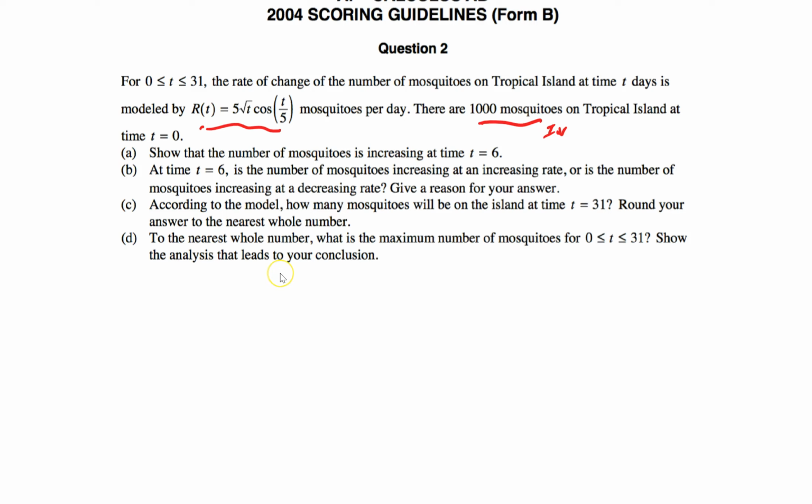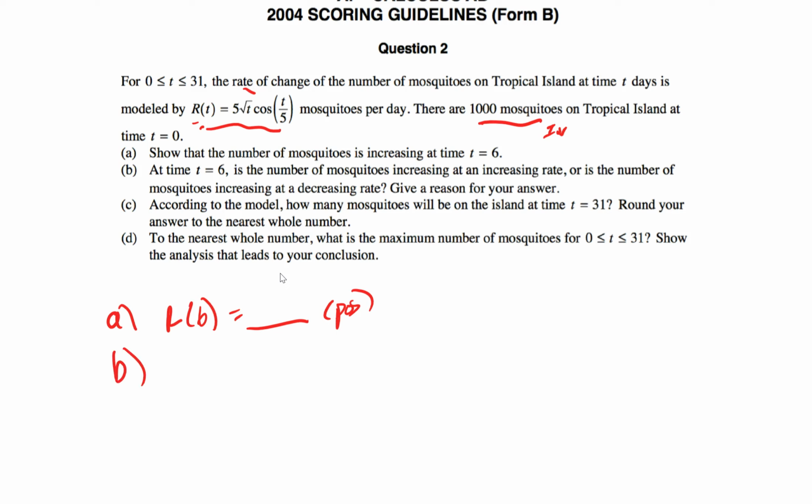So keep in mind it's the rate of change of mosquitoes. Here, a lot of people think, oh, I gotta take a derivative. We're already a rate though. R is my rate. So all I gotta do for A is do R of 6. Put that in my calculator and see what I get. Now it's increasing, so I probably should get a positive number. So you just show what that is. Again, you can use your calculator on this. Show that the number of mosquitoes is increasing. That's what R is. This is the rate of mosquitoes. So you plug it in. If you get a positive, it's increasing, and negative, it's decreasing. That's it for A.